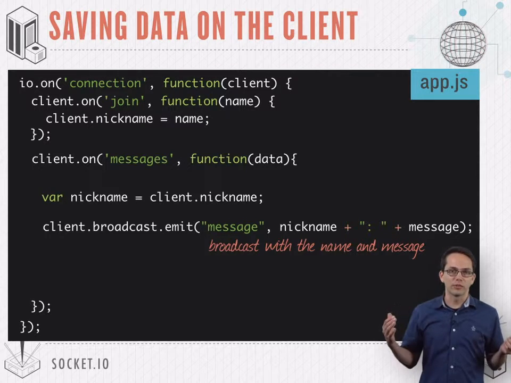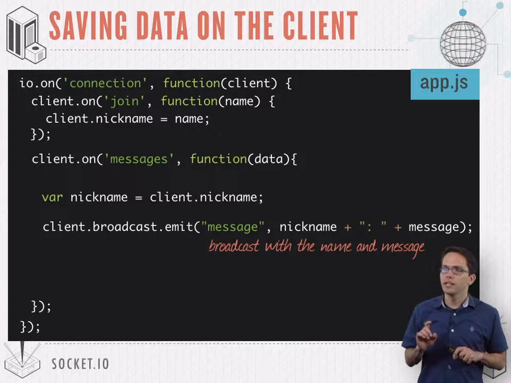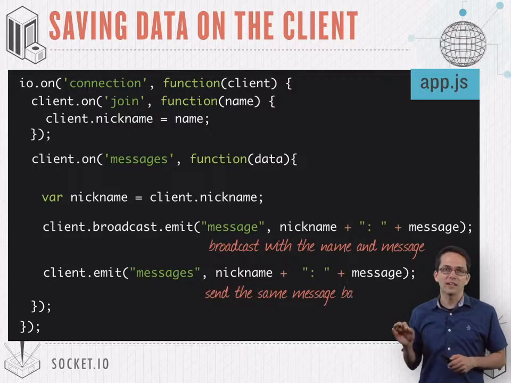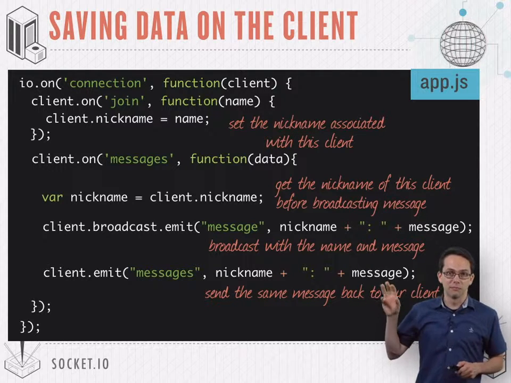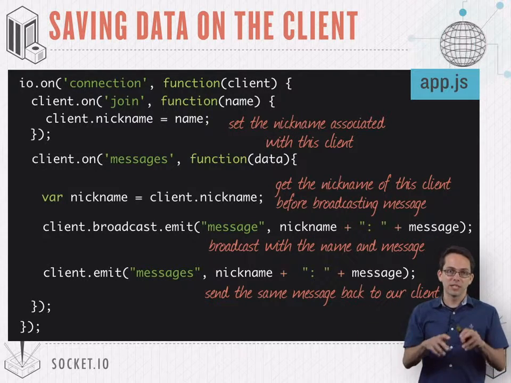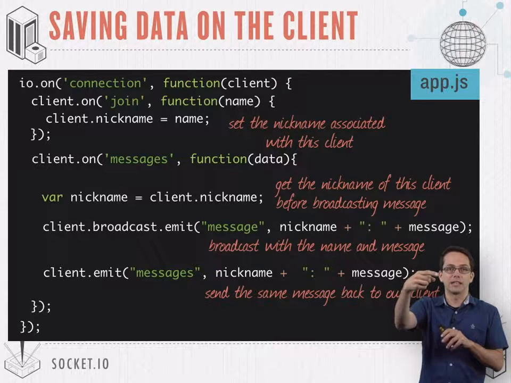Lastly, if you're in a chat room, you still get to see what you type in. So why don't we just go ahead and emit the chat message on the current client, the one that invoked the message event, so that when we type in some code and hit return, we'll see what we typed back in the browser.